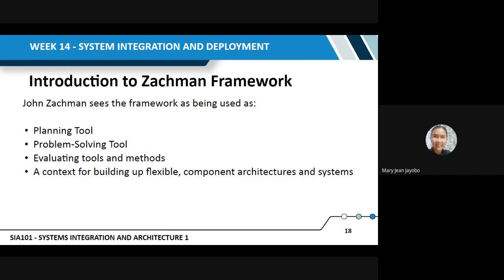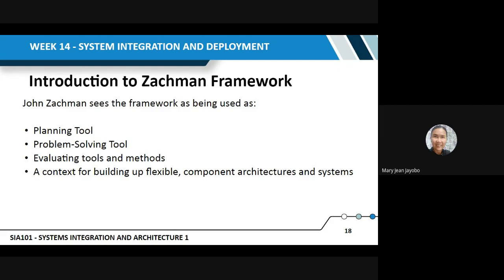And then a context for building up flexible component architectures and systems. Okay, so in here, capable of supporting high rates of enterprise change and replacing the inventory of existing systems which are sometimes not integrated as a result of being built out of context. So nakikita rin dyan, no, ano yung mga pwedeng gamitin pa, components na pwedeng gamitin at hindi.